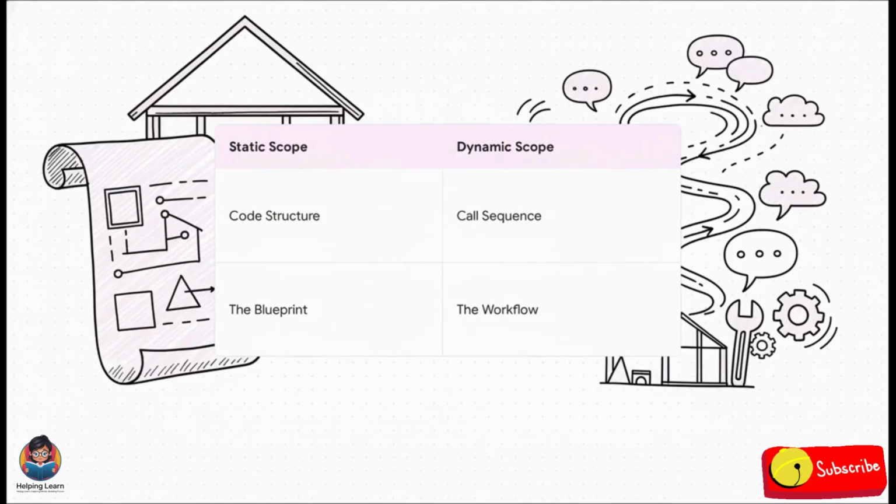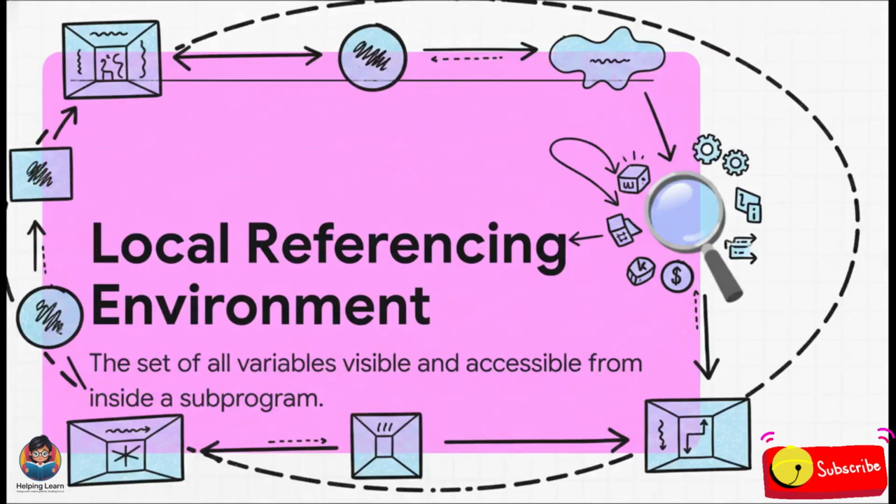And this brings us to the two main ways programming languages figure out that scope. Most modern languages use what's called static scope. This means visibility is determined just by how the code is physically written. It's right there in the text, like a fixed blueprint. But there's another way: dynamic scope. Here, visibility depends on the exact sequence of function calls that happened while the program was running. It's less like that fixed blueprint and more like an on-the-fly workflow that can change every single time you run the program.